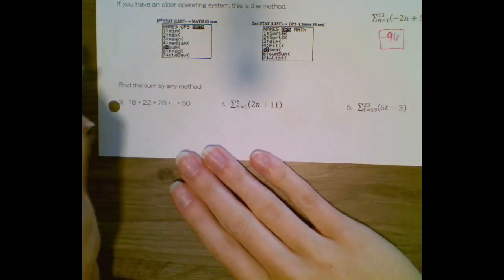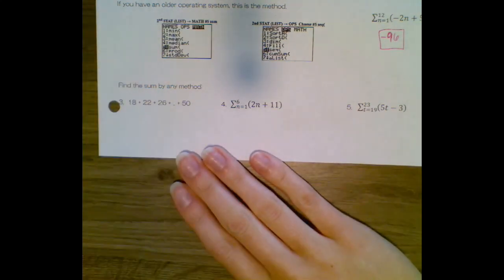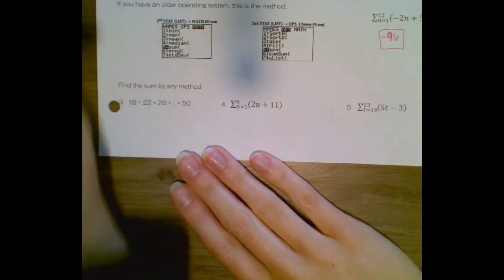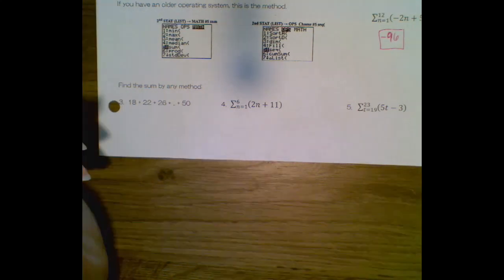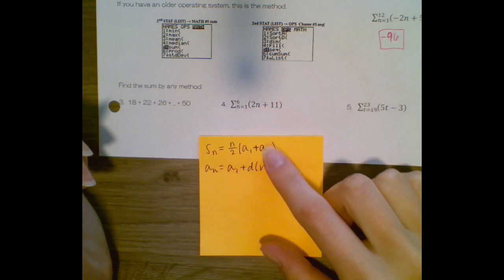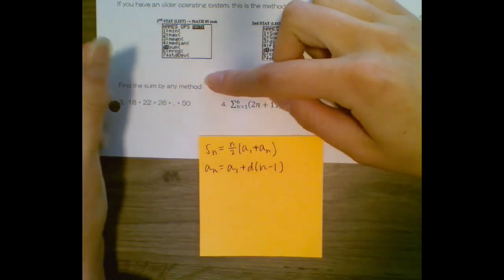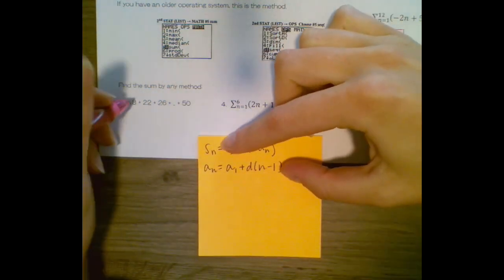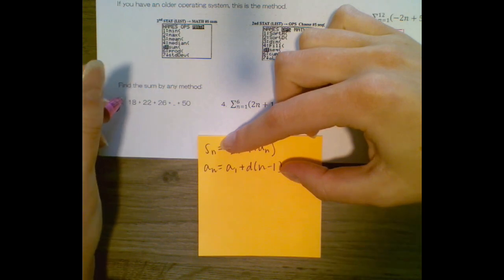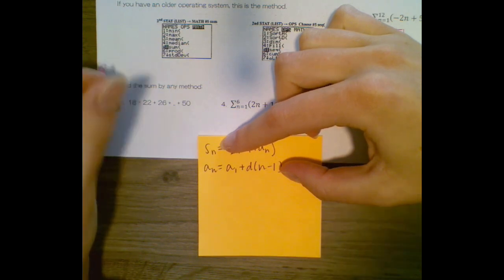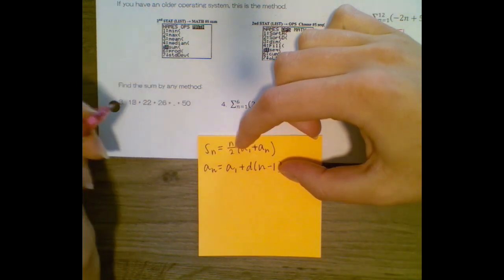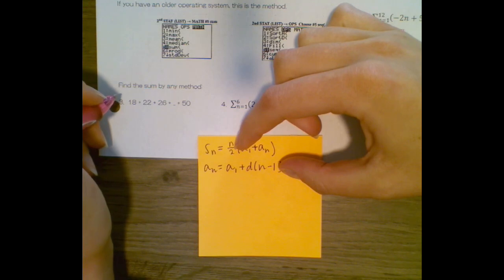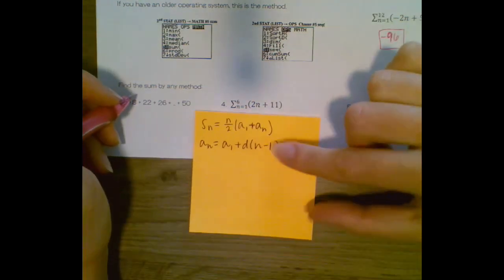Number 3, find the sum by any method we want. All right, well, I don't even have the summation notation, so there's no point of me using the summation notation right now. So let's see here. I think I'm just going to use this formula on this problem. Find the sum using any method. Oh, I have no idea what n is. I have to find what n is. So I might have to use this formula first.